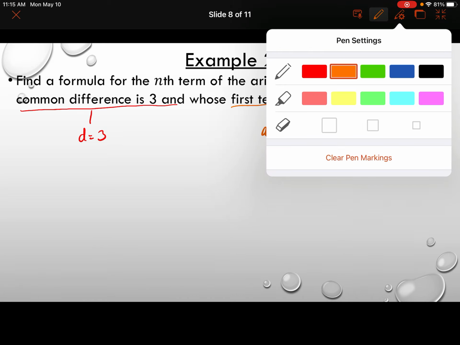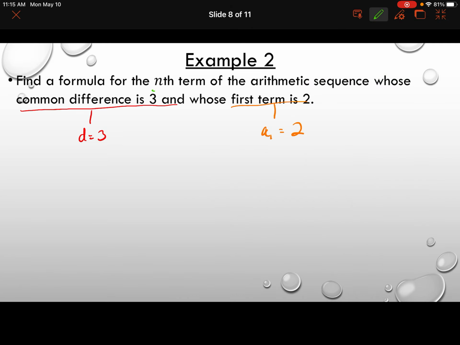Well, remember, to find the nth term, that means they're asking us for a formula. Whenever they're asking us for the nth term, they're asking us for an explicit formula for the sequence. So we have a sub n is equal to dn plus c. That was the formula from the previous slide, right? That is the explicit formula for an arithmetic sequence. So we just said we know the d value is 3.